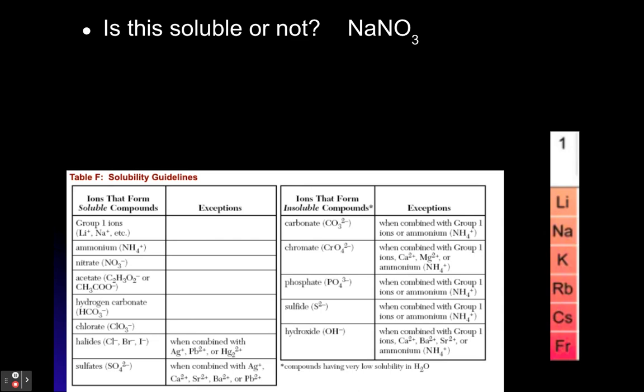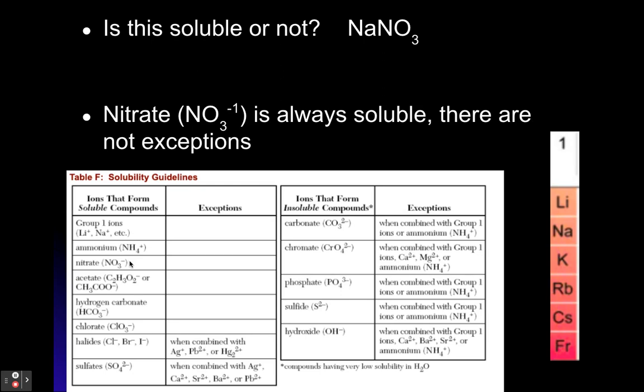NaNO3. Again, start with the NO3. Go find nitrate. Okay, hopefully you found it here. It is soluble. There are no exceptions. So it can be paired with anything and it will still be soluble.